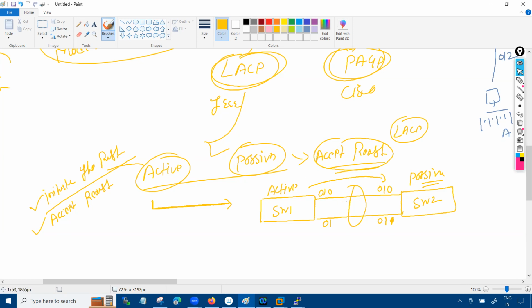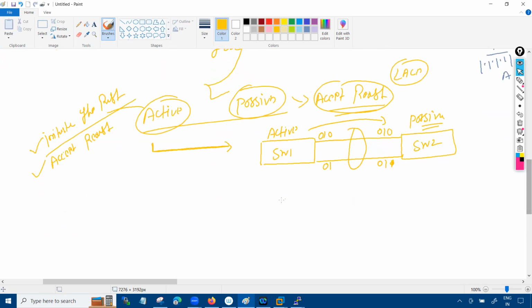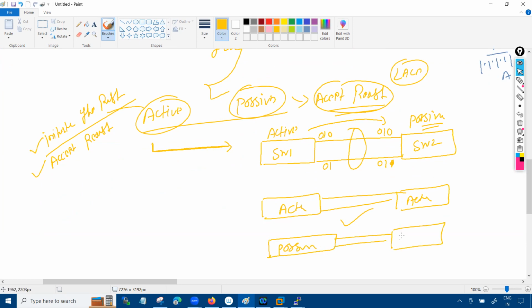If I make active on this side and active on the other side, that will also work, so the port channel will be up. But if both sides are passive and passive, the EtherChannel will never work. So make sure that you have a combination of active and passive, or active and active.